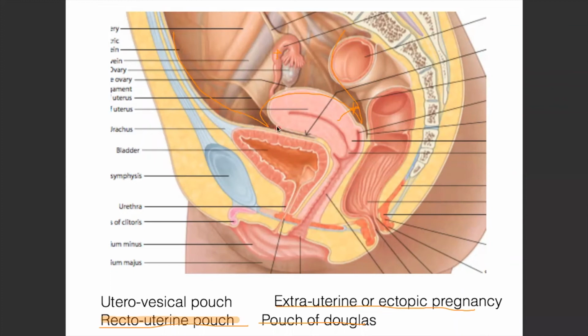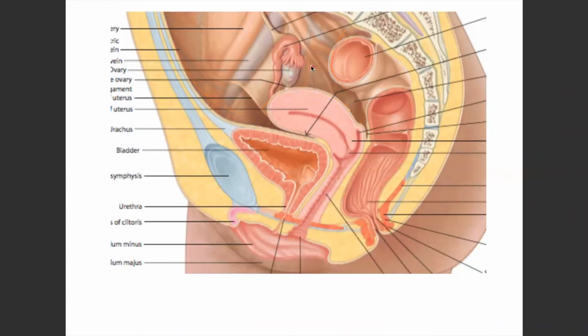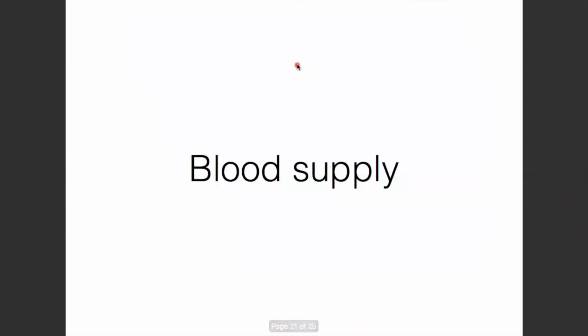Let me repeat that again. There are two pouches in the female: one between the uterus and the bladder, called the utero-vesical pouch, and one between the rectum and the uterus, called the recto-uterine pouch. The recto-uterine pouch has another name, which is pouch of Douglas, and it's also clinically important because it's an area of extrauterine or ectopic pregnancy. Very important thing to know. It's very common that you would find it labeled in an exam or be asked about it.